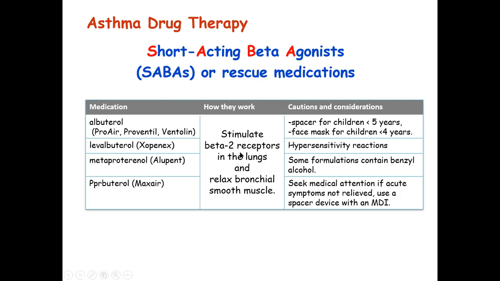They stimulate the beta-2 receptors in the lungs. Remember, we have beta-1 receptors in our heart. You've got one heart. Some people don't have any heart. Beta-2 receptors are in the lungs. You've got 2 lungs. Whenever you stimulate the beta-2 receptors, it relaxes bronchial smooth muscle.